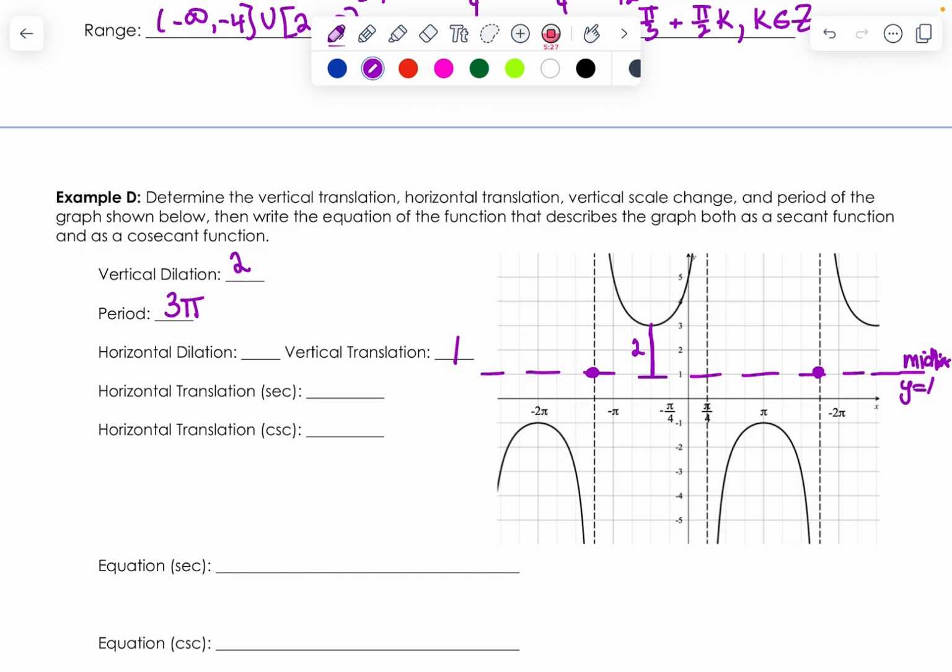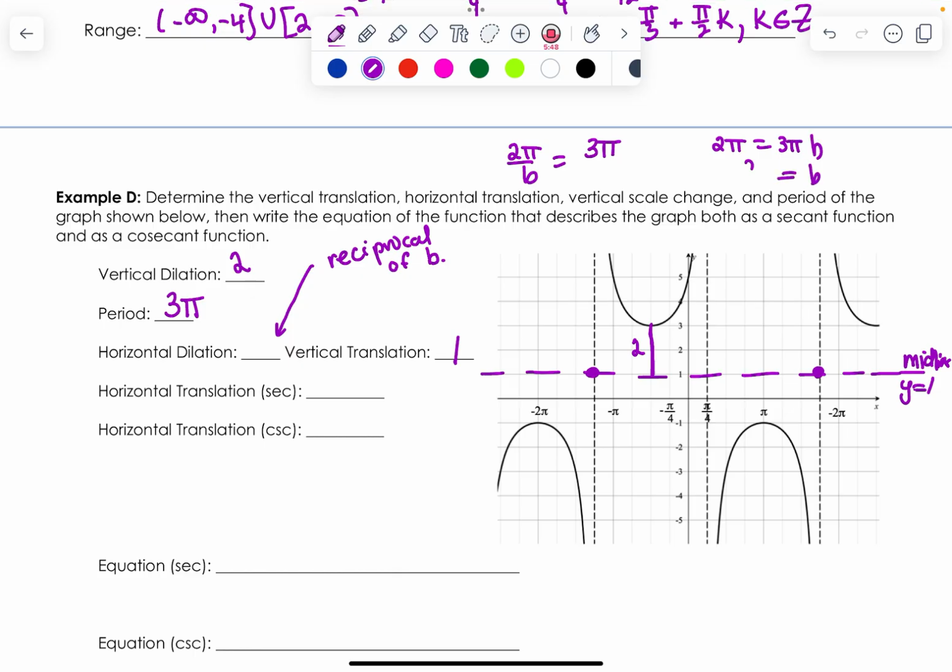Then the horizontal dilation, okay, the horizontal dilation is the reciprocal of the b value. And remember, 2 pi over b is 3 pi. So that's 2 pi is 3 pi b. So b is 2/3. So it's the reciprocal. So it's 3/2.